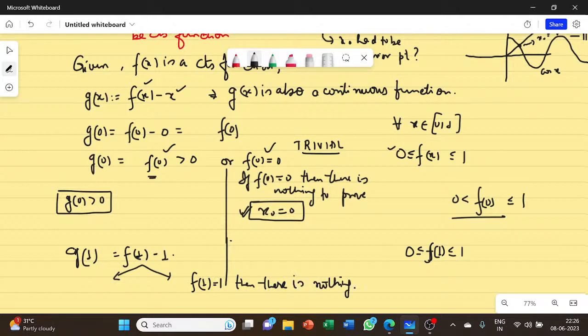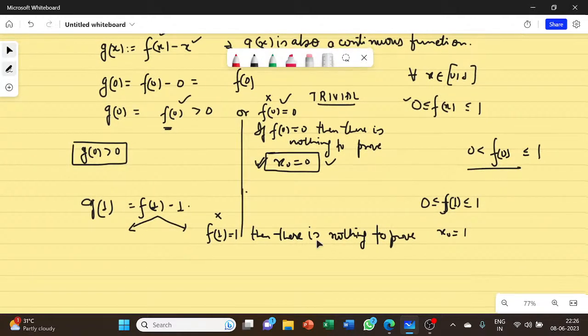Why is there nothing to prove? Because you've got your x naught, and that x naught is equal to 1. But if these are not the case, that is, if f of 0 is not equal to 0 and if f of 1 is not equal to 1, then what will happen? If f of 0 equals 0, then it is fine, you have found your point: x naught equal to 0 would be such a point. If f of 1 is equal to 1, again there is nothing to prove, because then your x naught has become 1. But if these two are not the cases, then I will write that my g of 1 would be negative. Why would it be negative? Because my f of 1 lies between 0 and 1. Since my f of 1 lies between 0 and 1, if I subtract 1 from f of 1, your g of 1 would become negative. Is that clear?